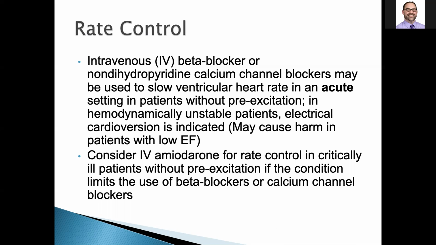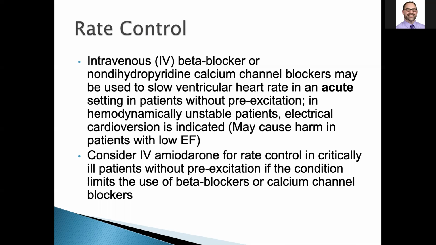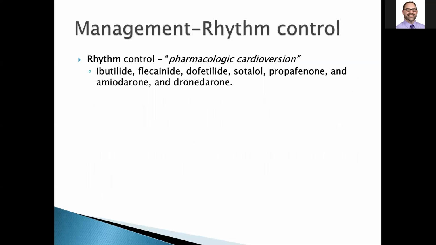So the important thing with IV amiodarone that you understand is that we may convert those patients into a normal sinus rhythm. And if they've been in atrial fibrillation greater than 48 hours, there is risk of stroke. Or if we don't know if they've been in AFib, we need to monitor for signs of stroke, especially if they've not had TEE.